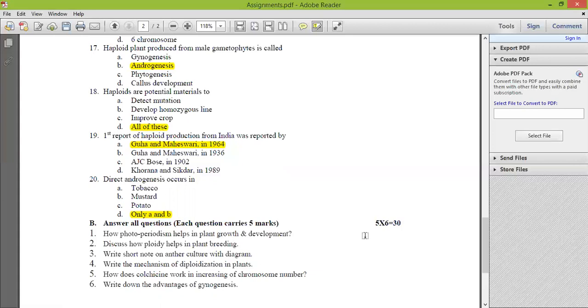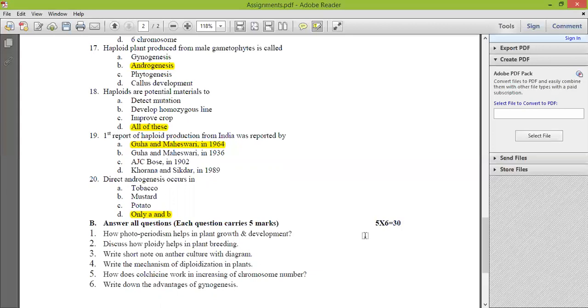Next, come to the third question: write a short note on anther culture with diagram. This is very easy. You have to write the protocol of anther culture and not the protocol of pollen culture. Some of you have mixed up these two in the same answer, but do not do this, or I have to reduce your marks here. Some of them have given a printed diagram in this answer. So please do not do that. Please draw these diagrams by your hand.